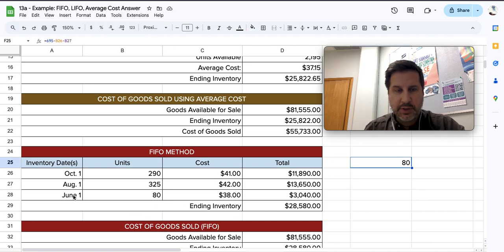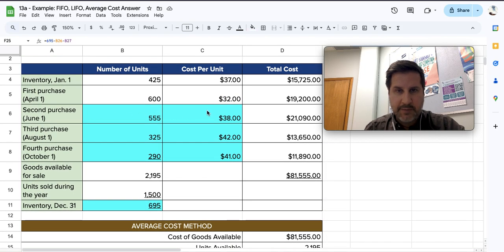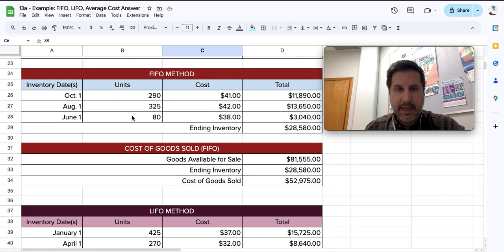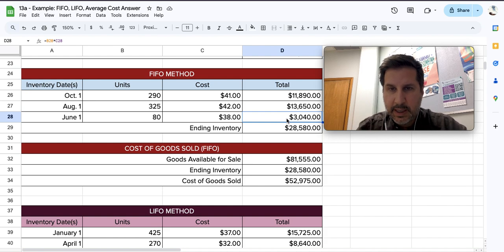So we're going to go to June 1st, and the value was $38. We take the 80 units that were left over at $38, and they value at $3,040. So our ending inventory in this case is $28,580. To find our cost of goods sold, we take the total cost of our inventory minus our ending inventory of $28,580, and in this case, the cost of goods sold is $52,975. So that's FIFO. Obviously a little bit more confusing than average cost.